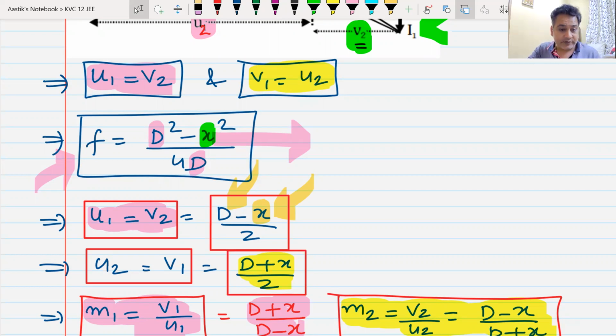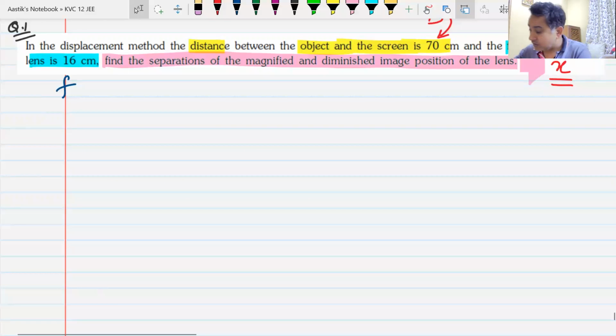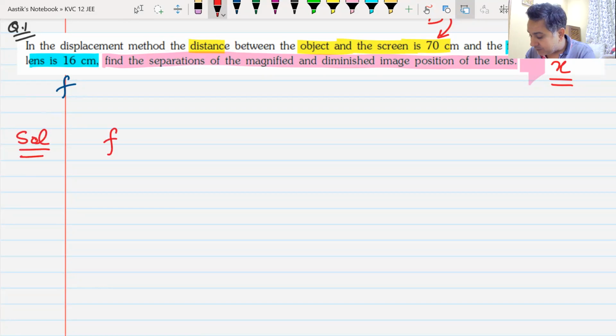So I'll just apply that formula. But remember, we are not supposed to find out the focal length. Focal length is already given. f is equal to D square minus x square divided by 4D. That is the formula to find the focal length, but they have not asked you the focal length. They will never ask you the straightaway thing, in JEE Mains or JEE Advanced. So they have asked you the value of x. So now you can make a formula for x also if you want to.